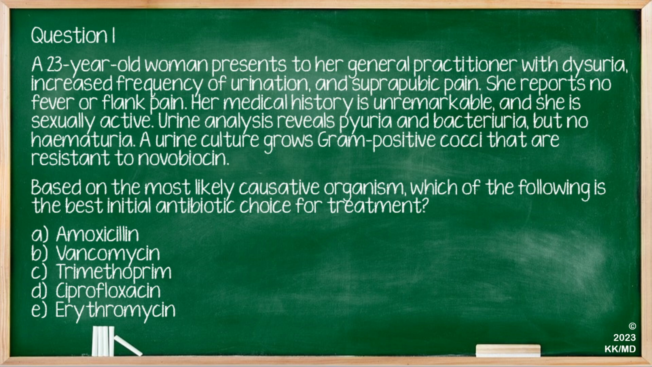Based on the most likely causative organism, which of the following is the best initial antibiotic choice for treatment? So our options are amoxicillin, vancomycin, trimethoprim, ciprofloxacin, or erythromycin. So you'll remember from earlier in this episode, the correct answer here is most likely trimethoprim.